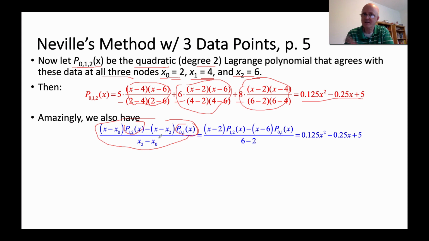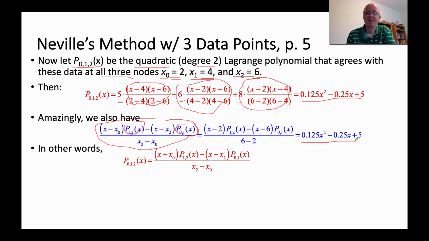If you go ahead and pause the video and take the time to simplify this, where I'm forgetting the formulas, I think P1, 2 of x was maybe x plus 4 or x plus 2, something like that. I think it was x plus 2. And P0, 1 of x was, I think, 0.5x plus 4. Simplify that, you get the same thing. And that's no accident. These two things are equal to each other. And this is a very similar kind of weighted average that we saw before, just with different notation.